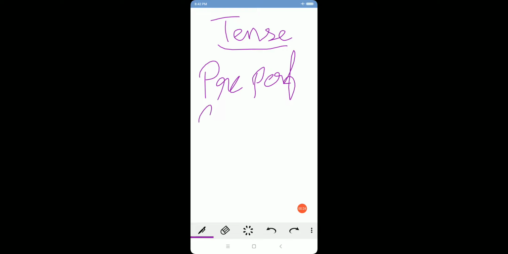Hi students, listen. In the last class we have seen the first three tenses in the present tense: simple present, present continuous, present perfect. In this class let us see present perfect continuous tense. All of you already know, I think, where to use the present perfect continuous tense.